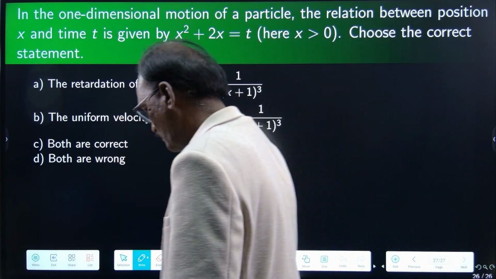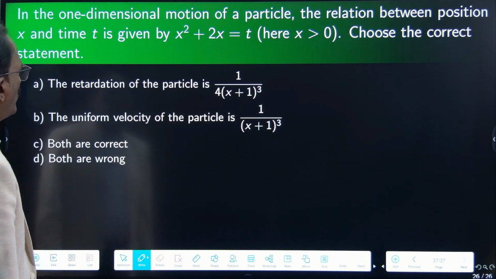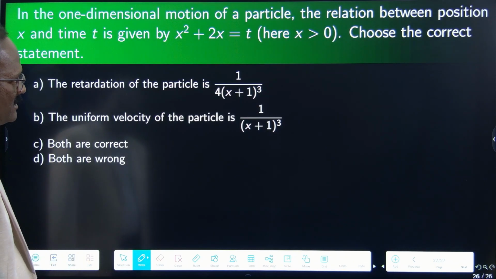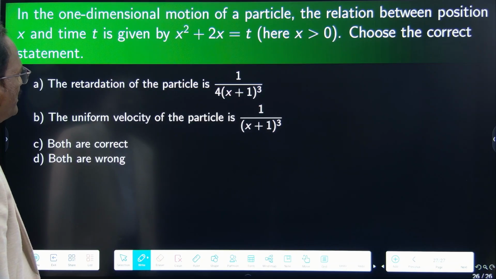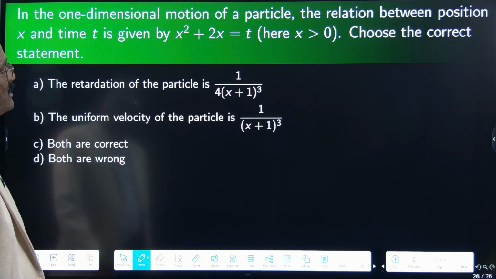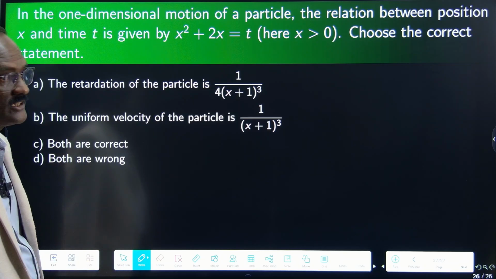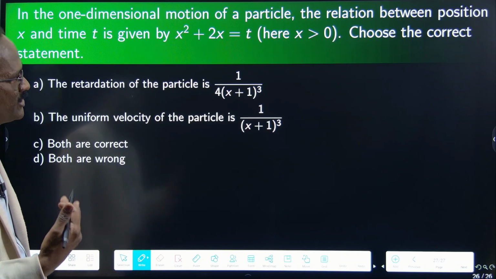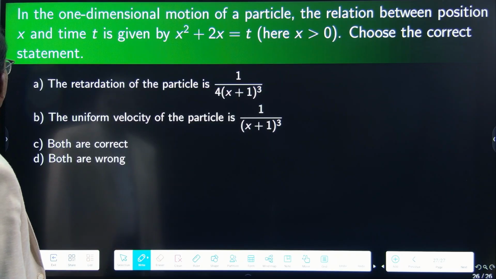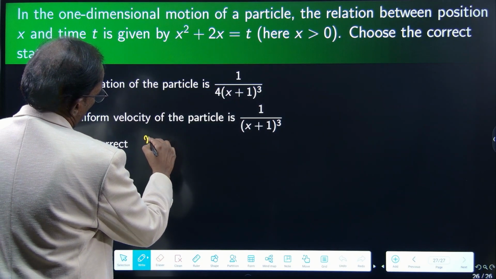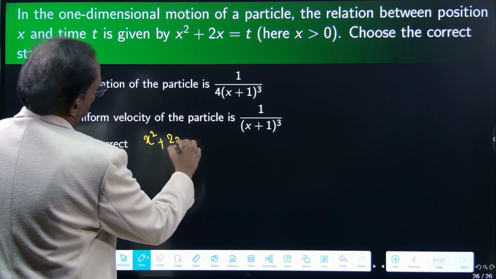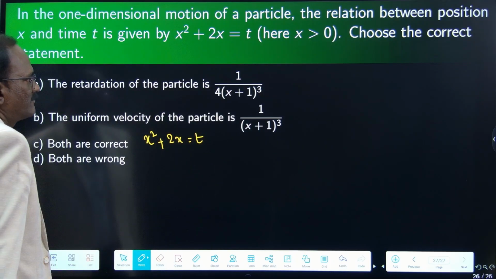Yes, this is the last one. In the one-dimensional motion of a particle, the relation between positive x and time t is given by x² + 2x + t = t, that is, x² + 2x = t. Here x is a positive number. Choose the correct statement. What is given? x² + 2x = t.